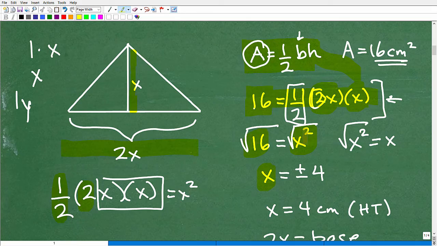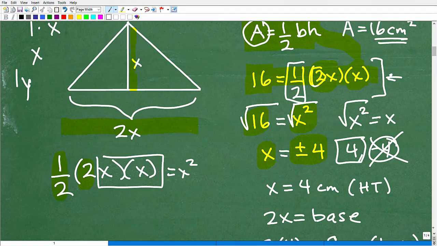So the square root of x squared is x, and the square root of 16 is positive and negative 4. We'll have a 4 and a negative 4. Let's throw out the negative answer because we're dealing with measurements. We're not going to have negative centimeters. So 4 is the correct answer. So x is equal to 4.